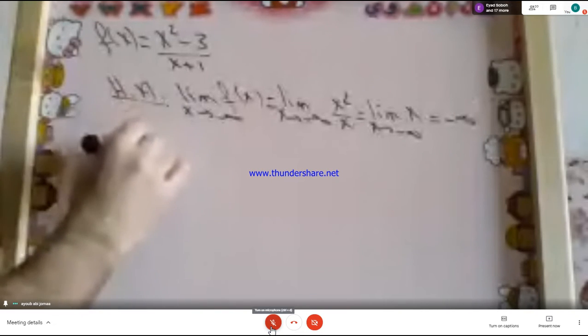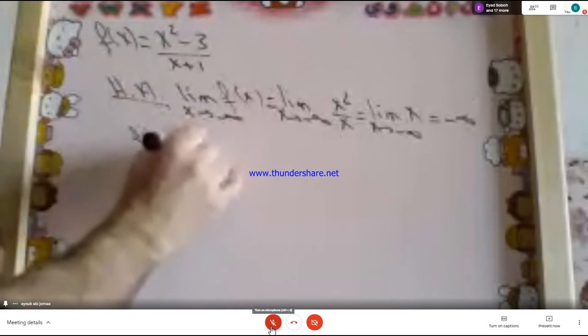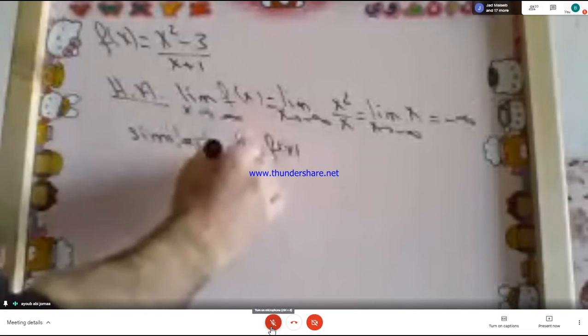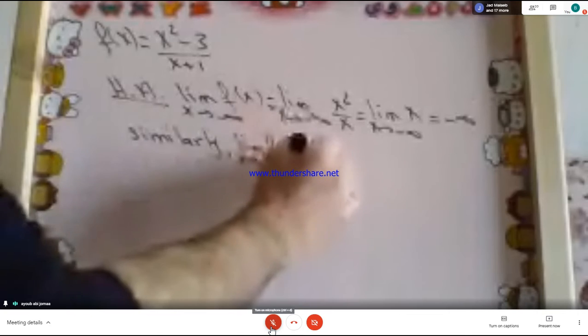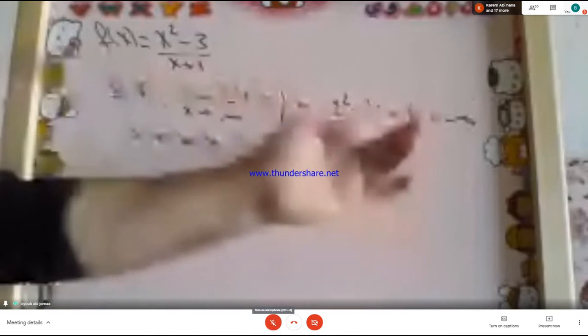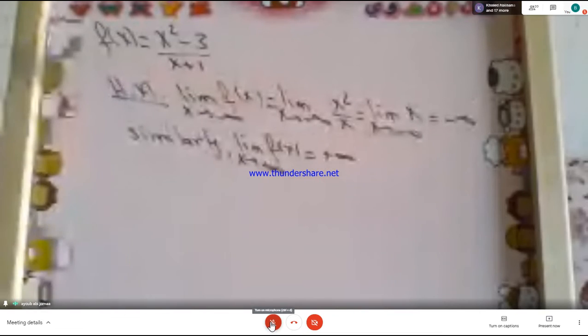Similarly, the limit of f of x as x approaches positive infinity will be positive infinity. You will have two different limits. In fact we still have x with an odd exponent. If it was even, it would stay the same.